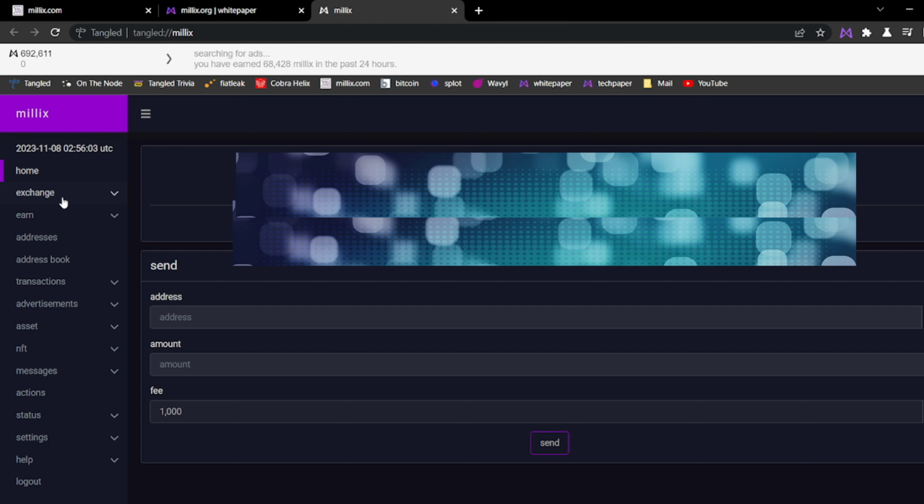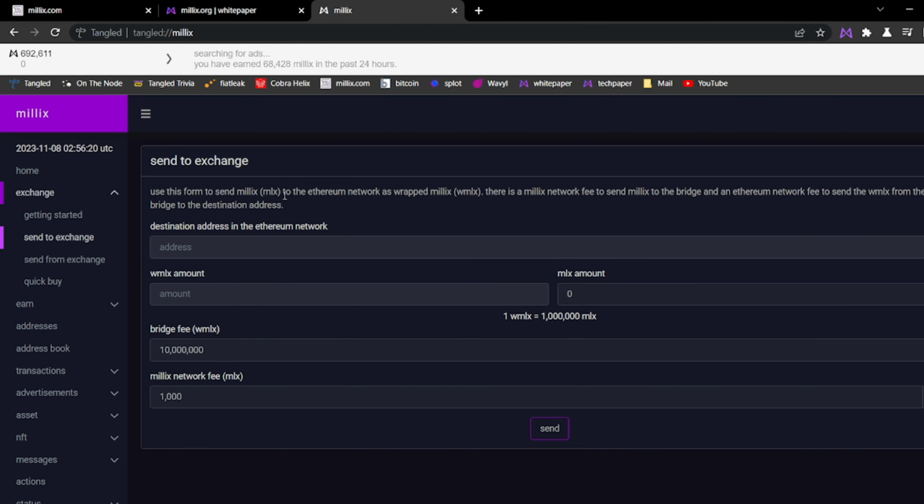You can earn a decent amount if you run this node for a long period of time. And if you want to exchange your Millix into an actual cryptocurrency that you can trade, because at the moment Millix cannot be traded on decentralized exchanges or an exchange period, what you need to do is exchange it into wrapped Millix. And this is how you do it. You go to exchange. So first you click your little thing up here, then it'll bring you here. Go to exchange, then you go to send to exchange. You get your destination address, which is on the Ethereum network. And then you put your address in, how much you want to exchange.